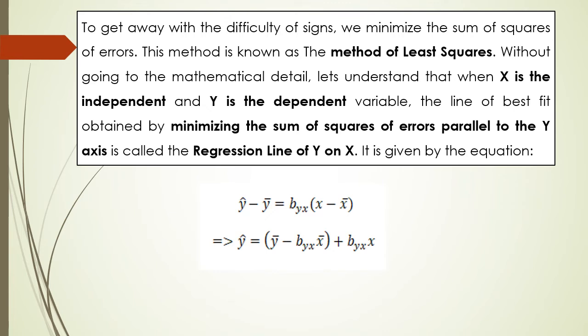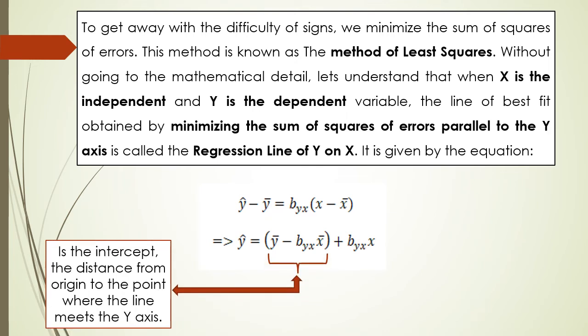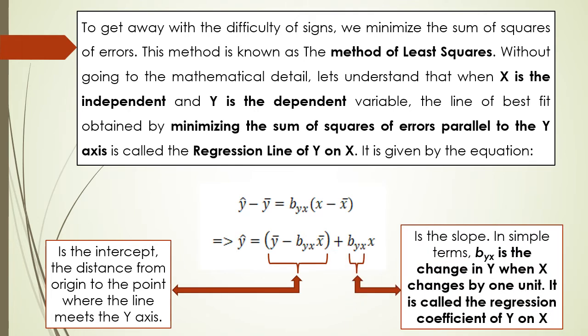The first term on the right hand side of the last equation is the intercept, the distance from origin to the point where the line meets the y-axis. And the first factor in the second term, byx, is the slope. In simple terms, byx is the change in y when x changes by 1 unit. It is called the regression coefficient of y on x.